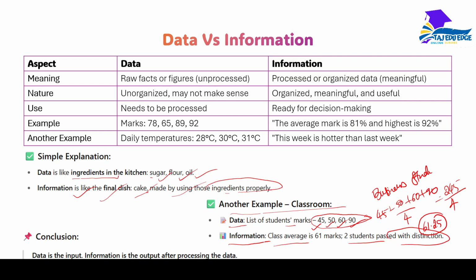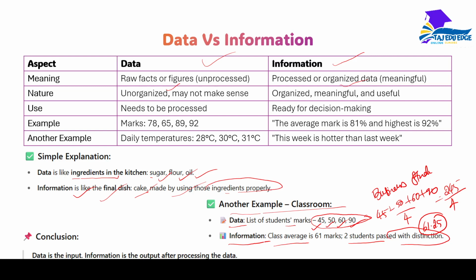Let's understand it with the help of this table, where I have made a comparison between data and information. The meaning of data: data is raw facts or figures which are unprocessed in nature, whereas information is processed or organized data which is meaningful in nature, which gives some meaning, and we can present it, so we can interpret something out of that.